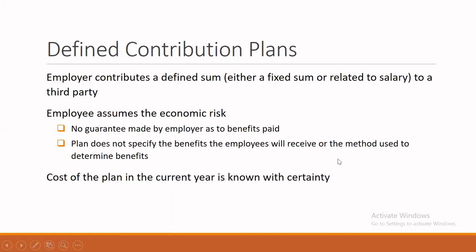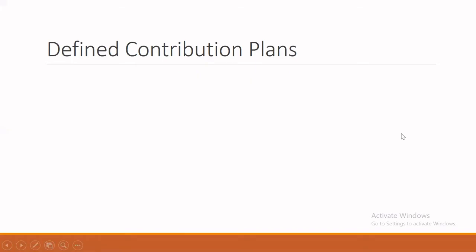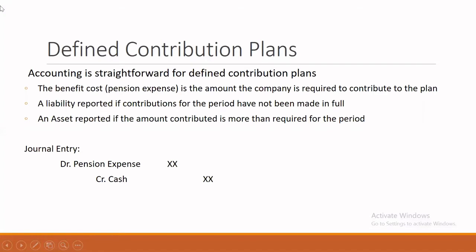The cost of the plan in the current year is known with certainty. The employer knows how much money they're putting into the plan each year. So it's pretty nice for the employer to know how much is going in. They don't have to put any extra or anything like that. So the journal entry for the defined contribution plan is pretty straightforward, because the employer just does an entry for how much is contributed into the plan.